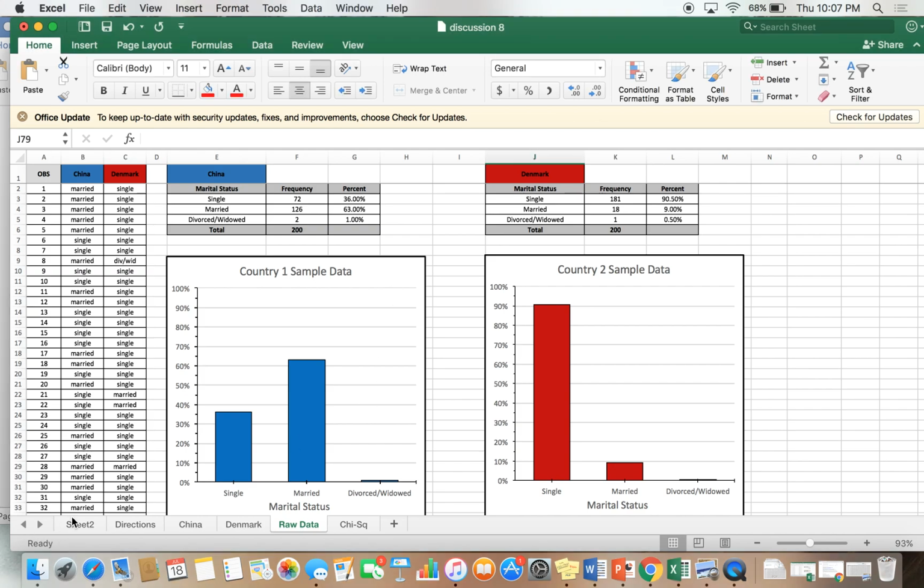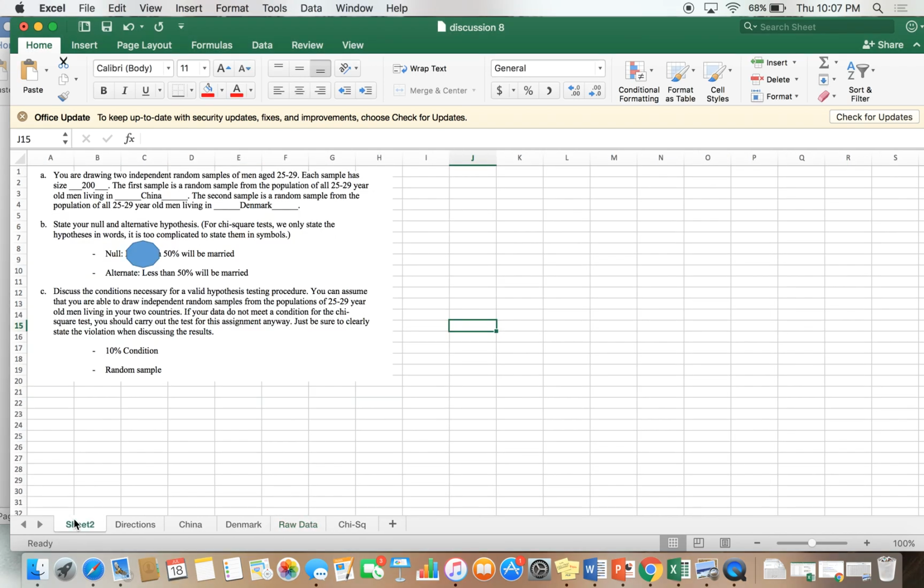Okay, so for my discussion 8, I have a sample size of 200, and we're sampling the population of men aged 25 to 29 in China and in Denmark. So my hypotheses go as follows. My null hypothesis is that 50% will be married, and my alternate hypothesis is less than 50% will be married. Please excuse this nice shape covering up my typo there.